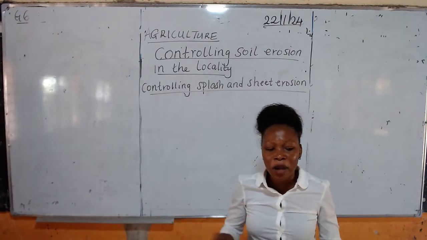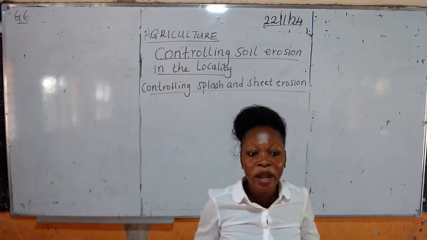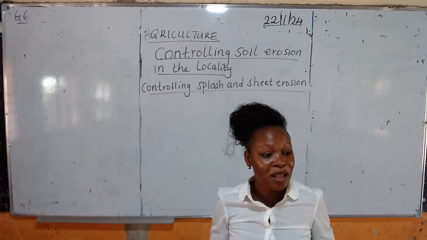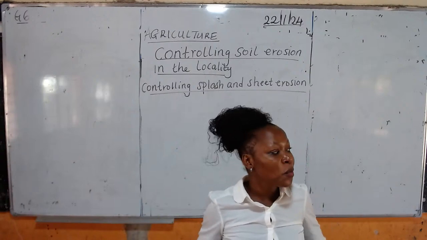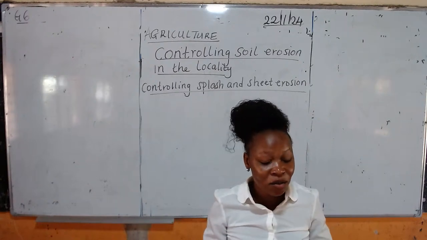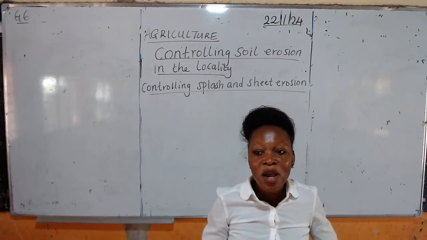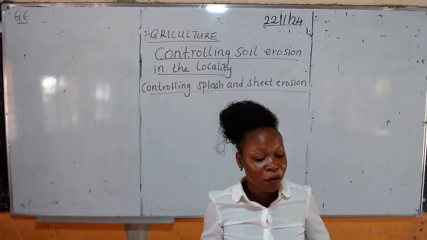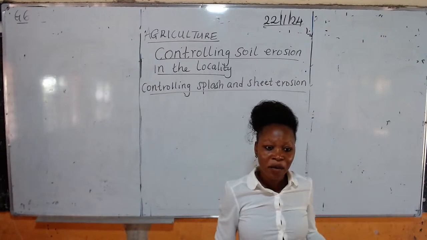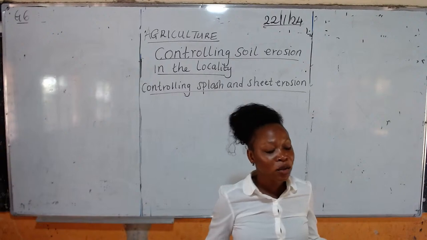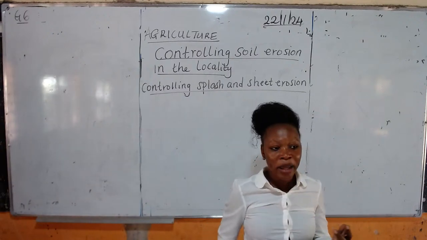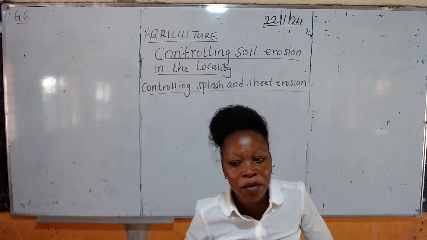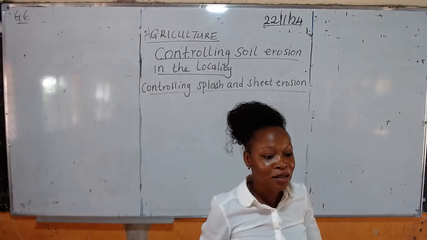so we're saying that apart from conserving water, mulching also prevents soil erosion. Are we together? Because when you look at, for instance, splash, it is caused by raindrops. So the moment we put dry leaves or dry grass on the surface of the soil, even if it's raining, the raindrops are not going to hit the ground directly, and therefore it will prevent soil erosion. So mulching is a way to conserve moisture or water, and it also prevents soil erosion. Apart from that, which other method do you think we can practice so as to prevent soil erosion?